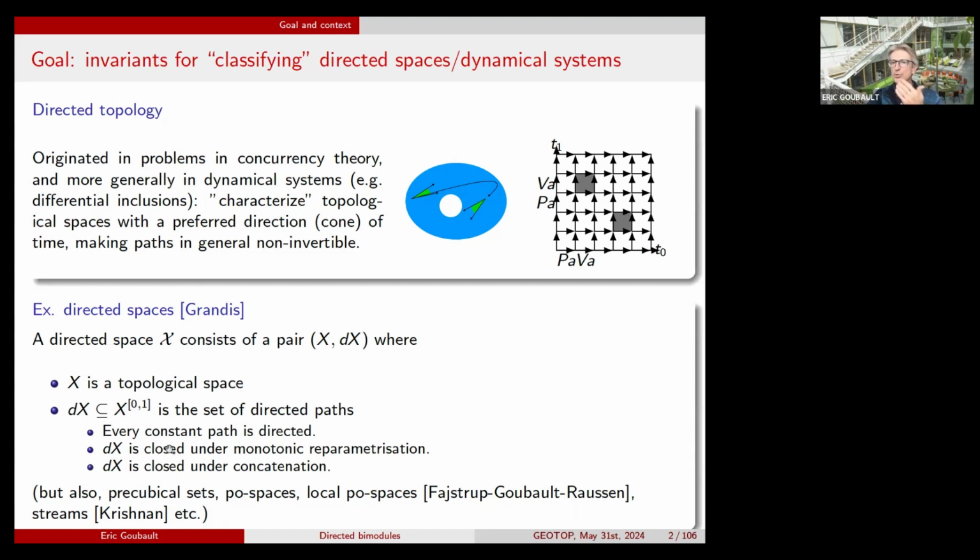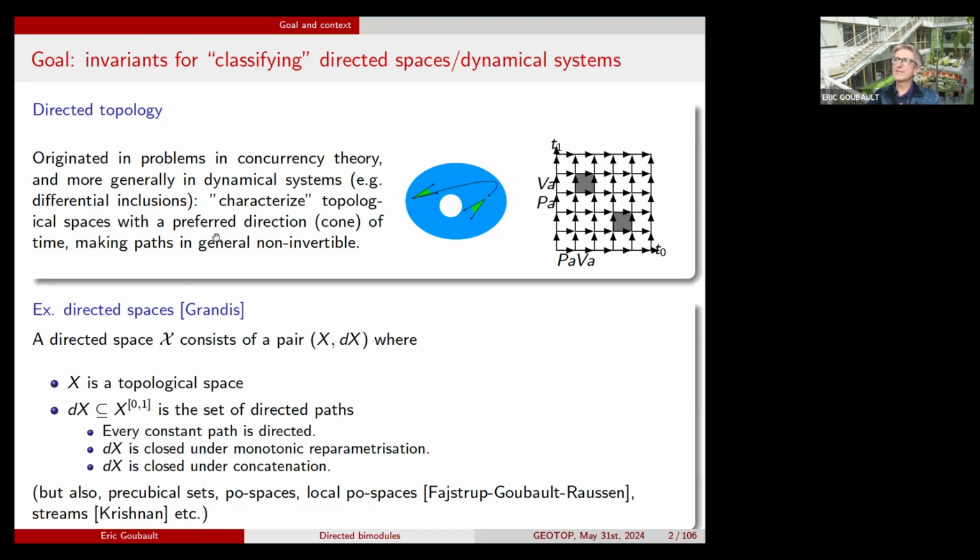So it obeys some laws. Of course, you need to be able to compose directed paths and still get a directed path. Constant paths should be directed, and you can reparameterize them using increasing maps from [0,1] to [0,1], of course. And these directed spaces model a number of interesting situations for several kinds of applications.